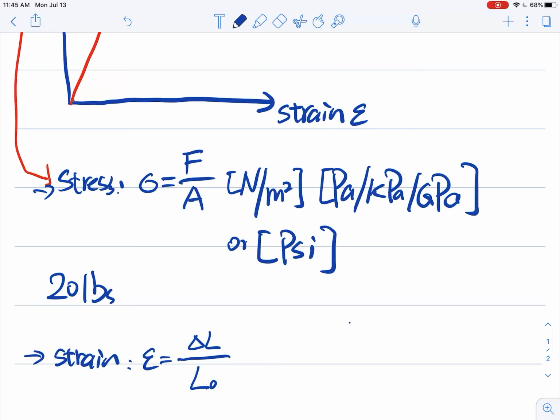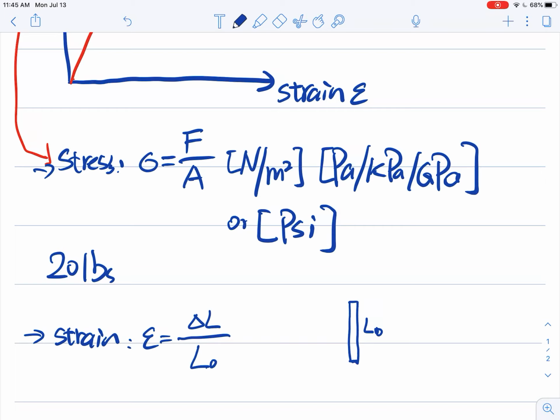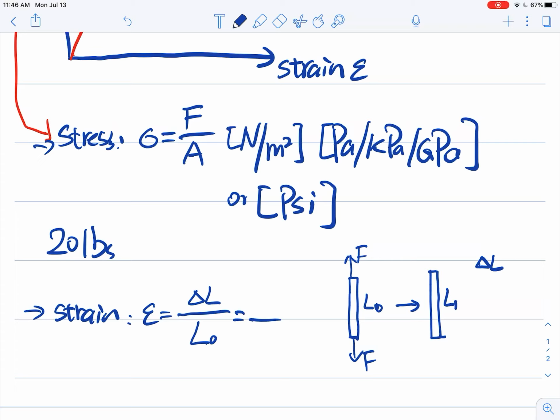So, for example, if we have a bar that has an original length of L0, and we start to apply force on both ends of the bar, after you apply a certain force, it could cause deformation. The length of this bar is going to increase if the load is large enough. Let's say now the bar has a new length of L1. Of course, the change of length here is going to be delta L. And the original length is L0, and you can replace this delta L with L1 minus L0, divided by L0.